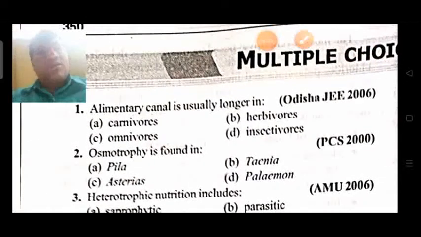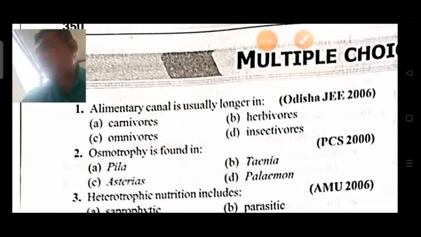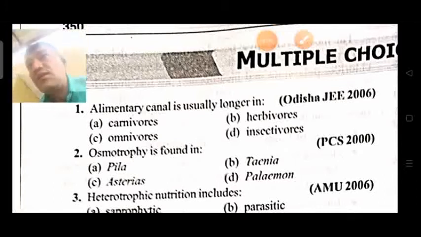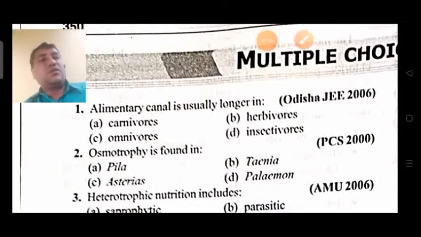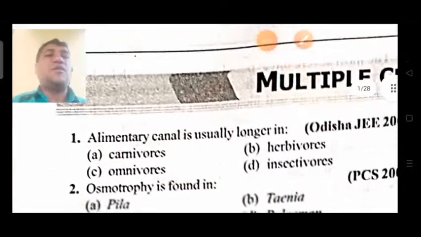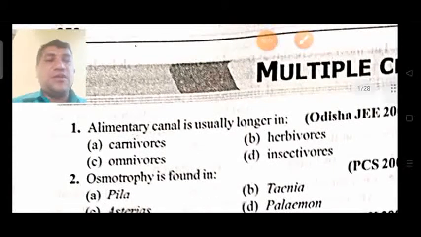Today we'll try to discuss the topic. First, we'll take chapter number 16, that is digestion and absorption. In this digestion and absorption topic, we'll find the questions related to chapter 16. So we'll try to understand some of the important questions from the examination point of view.